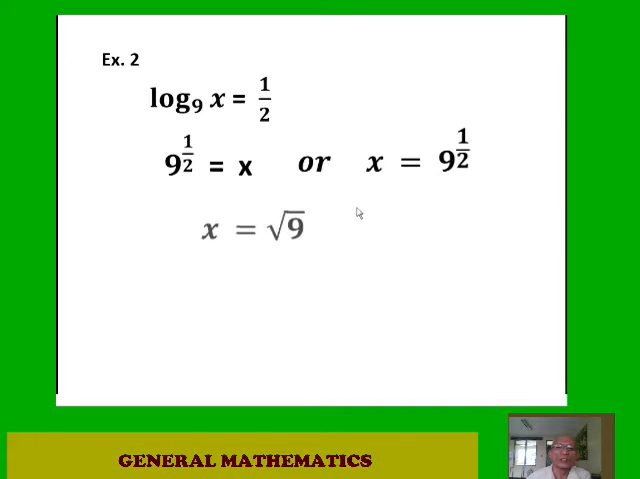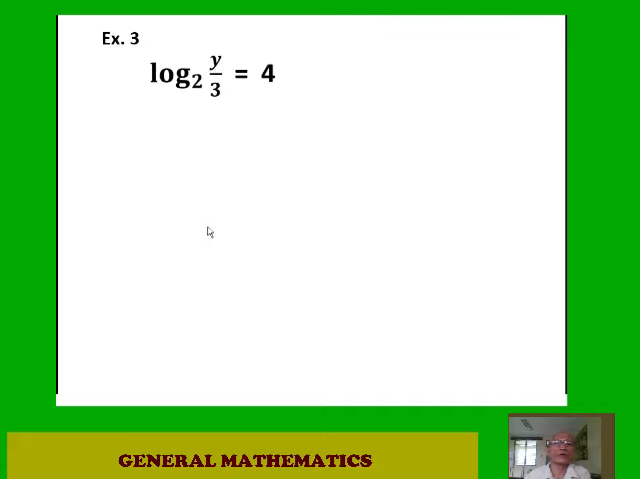Another example. Solve for x in log x base 9 equals 1/2. So from logarithmic form to exponential form, 9, the base, is the same base in exponential form. 1/2 is the exponent equals x, or x equals 9 to the 1/2. 9 to the 1/2 is square root of 9. Square root of 9 is 3. Okay, so the value of x is 3.